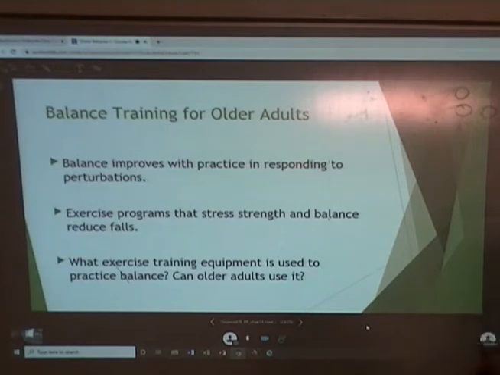It improves their leg strength. If their legs are stronger, remember my balance stuff from chapter 3, the stronger my legs are, the more able I am to keep my center of gravity over my base of support, and we see a reduction in falls.